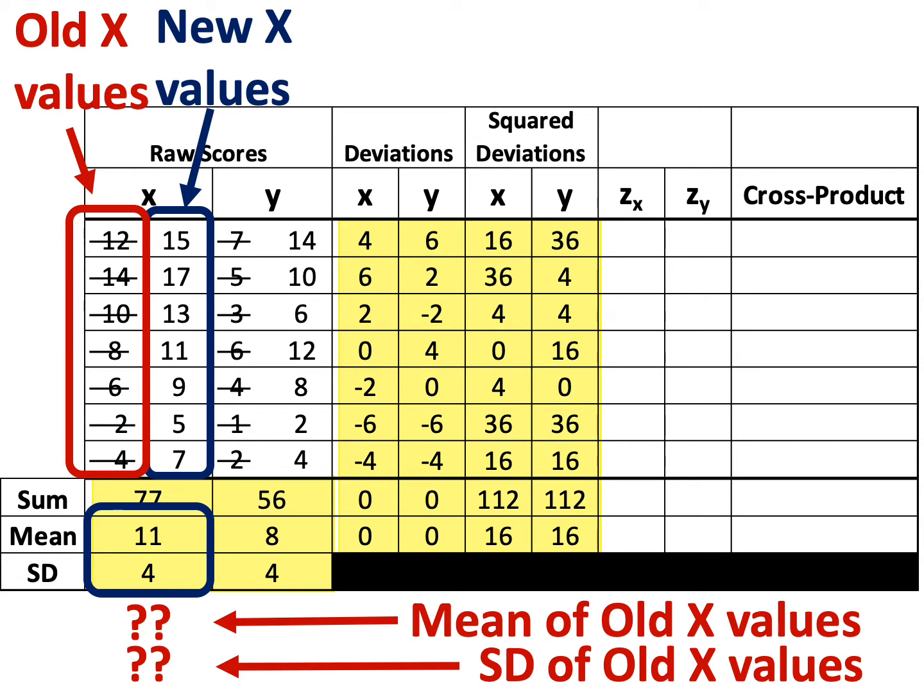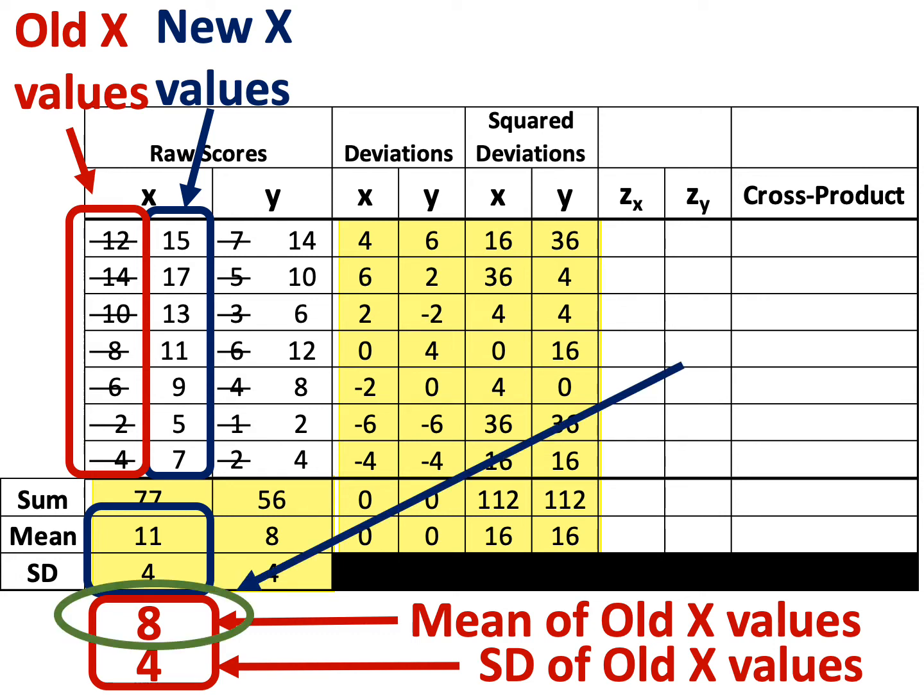So we calculated the means and standard deviations for the old x values when we did the exercise for table 1. So take a look at table 1 and fill that out. So the mean of the old x values is 8 and the standard deviation of the old x values is 4. So now let's compare these numbers with the new mean and standard deviation.